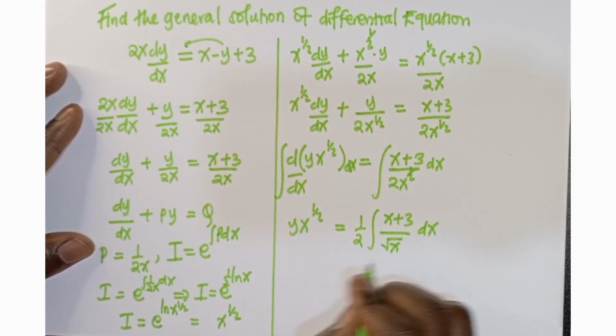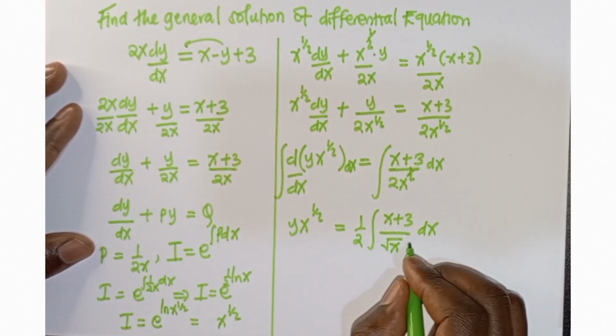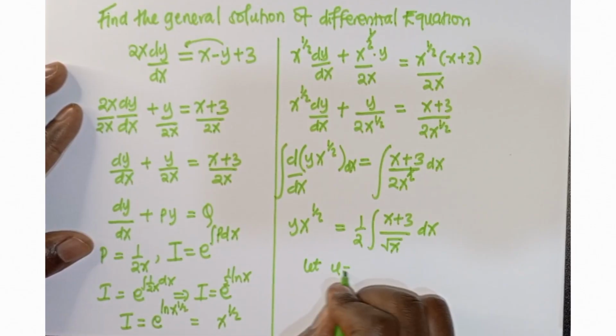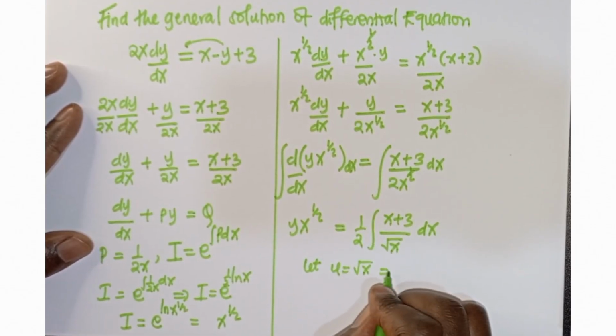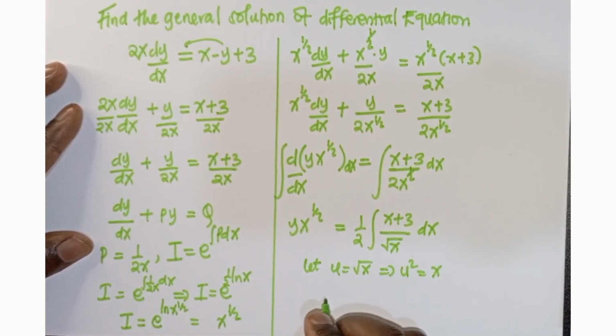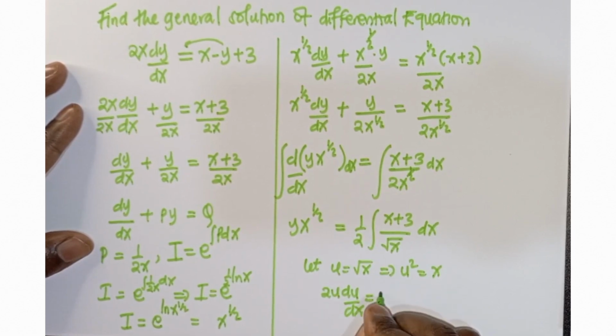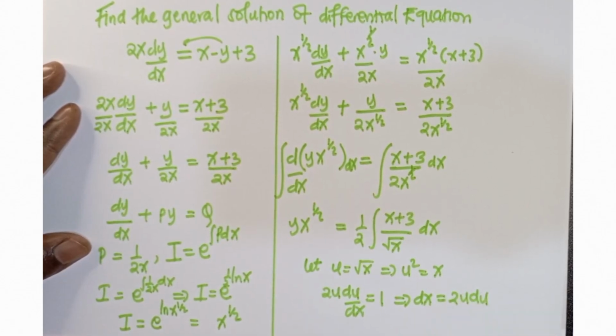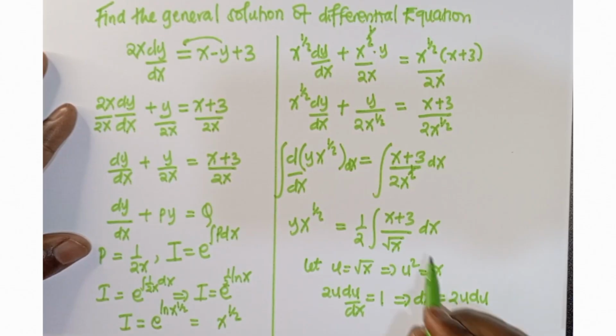Now to deal with this one, we use change of variable. So we say let u equal to root of x. Squaring both sides, we shall have u squared is equal to x. Differentiating, you'll have 2u du over dx is equal to 1. So making dx the subject, you'll have it as 2u du, like that. Now we are going to substitute this back here.